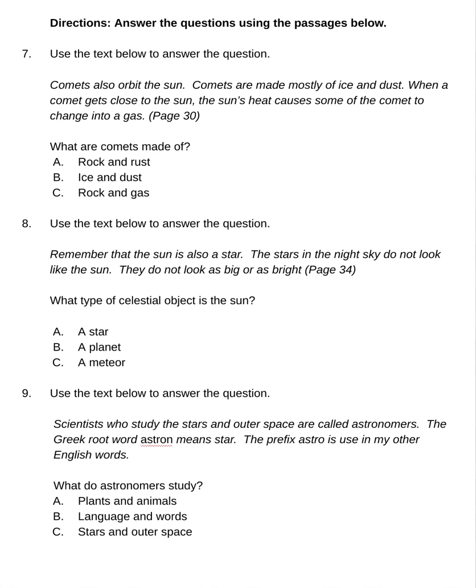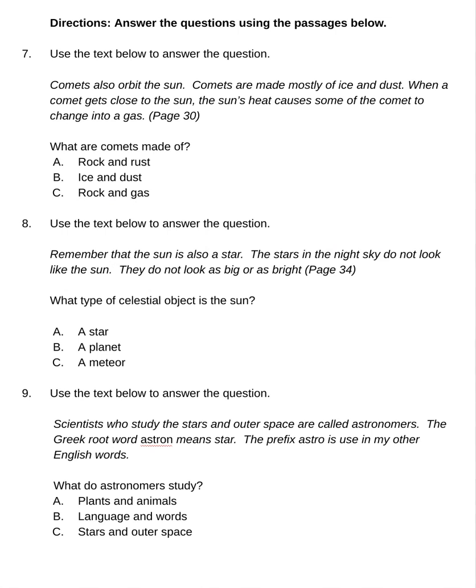Number 7. Use the text below to answer the question. Comets also orbit the sun. Comets are made mostly of ice and dust. When a comet gets close to the sun, the sun's heat causes some of the comet to change into a gas. What are comets made of? A. Rock and rust. B. Ice and dust. C. Rock and gas. Circle the correct answer and highlight it in the text above.